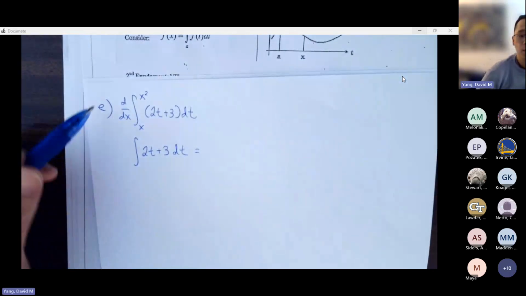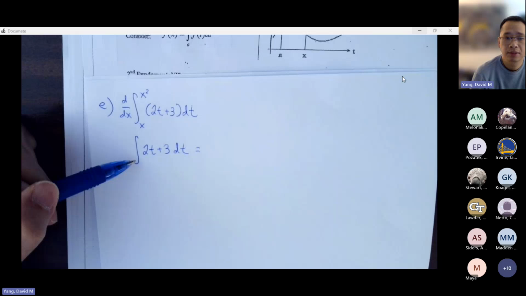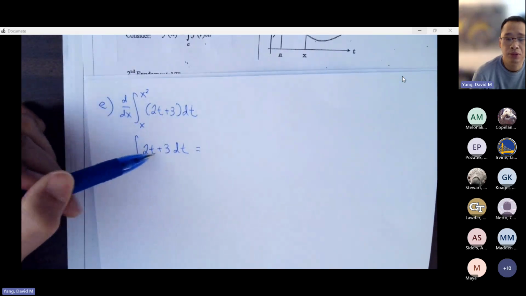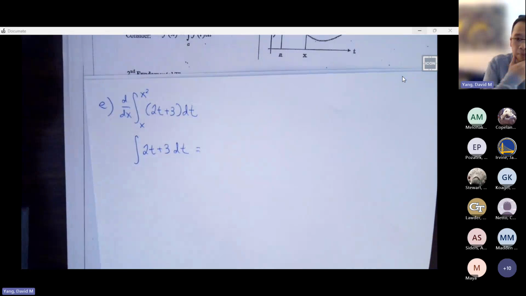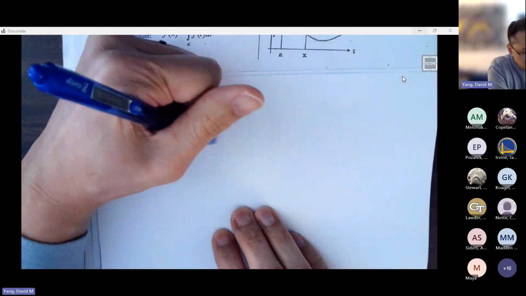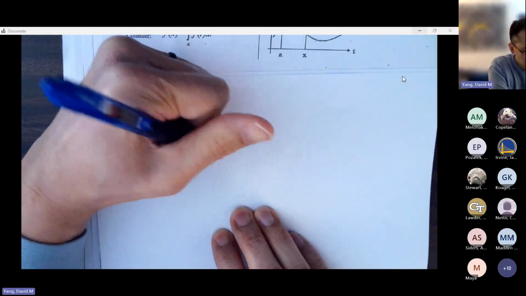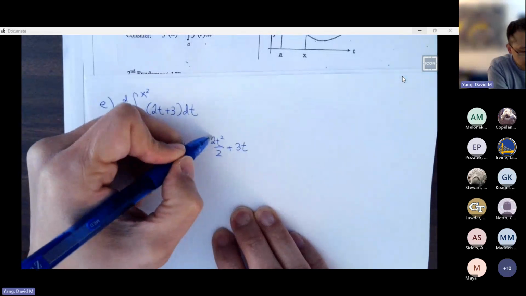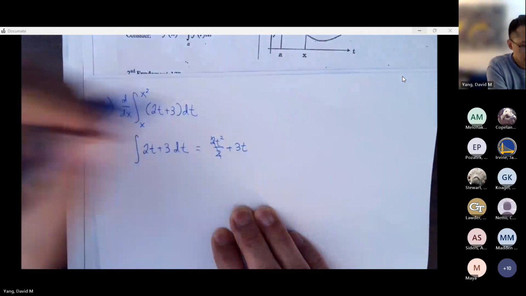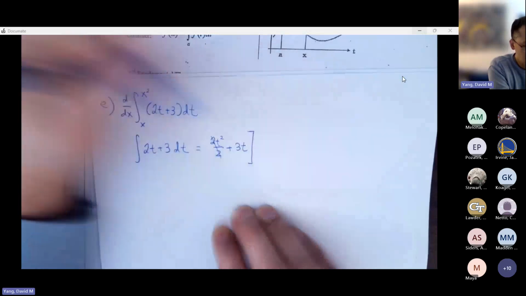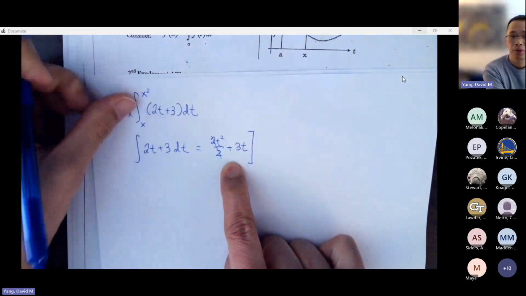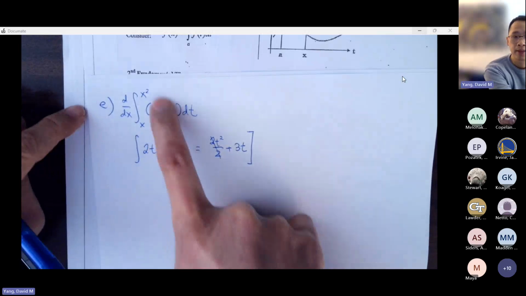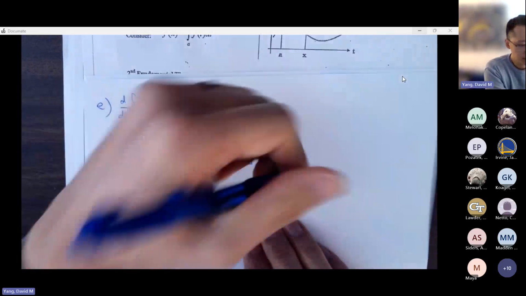So we know that if we want to do the full integral process, we always ignore the bounds. All right. So we'll do power rule first. 2t becomes 2t squared over 2. 3 becomes 3t. The 2's cancel out. And now let's evaluate the bounds. So we're doing the indefinite integral first, and then we'll work in the bounds.